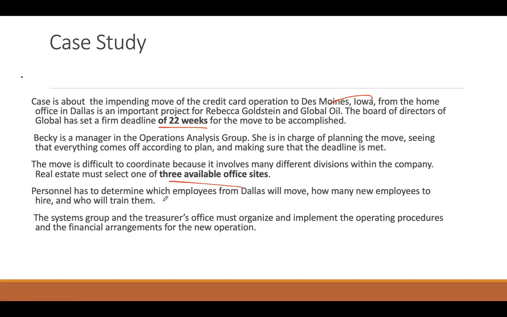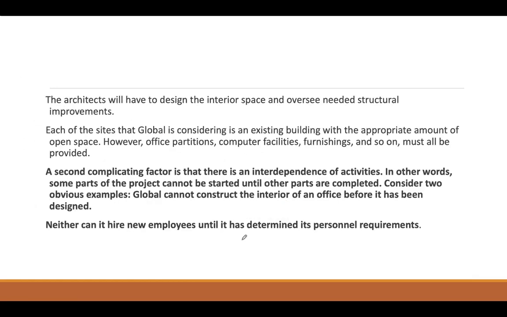For example, personnel has to determine which employees from Dallas will move and how many new employees to hire, etc. And the systems group and treasurer's office must organize and implement the operating procedure and financial arrangements for the new operation. So all different departments are involved, and architects will have to design the interiors once the site is approved, right?